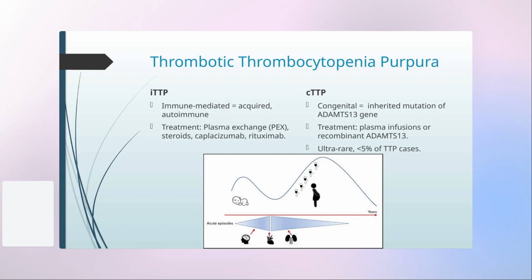So I think it's important to mention congenital as well. This involves an inherited mutation of the ADAMTS13 gene. And treatment for that traditionally has involved plasma infusion, and more currently recombinant ADAMTS13, or Adzynma, which is the brand name. This is an ultra-rare form of TTP, and it represents less than 5% of all cases. This little picture here is more representative of the peak of episodes in congenital TTP. You'll see pregnancy there as well, which is also a trigger for acquired or immune.